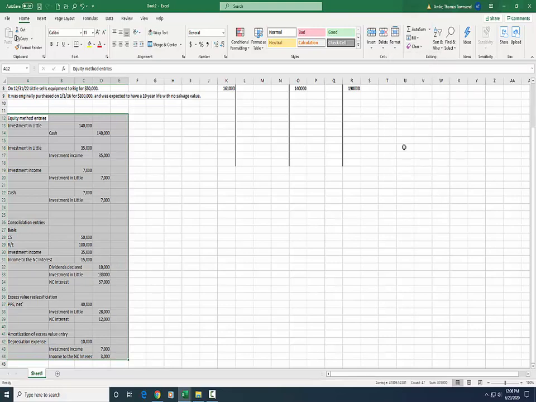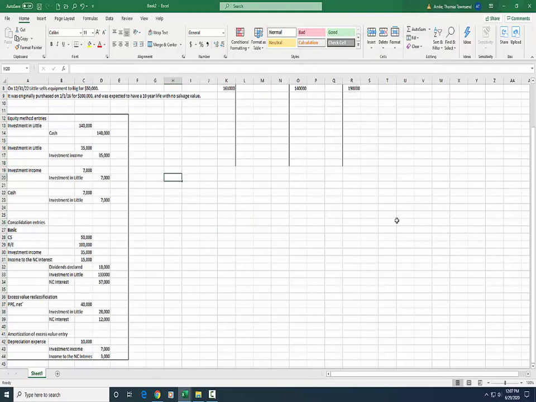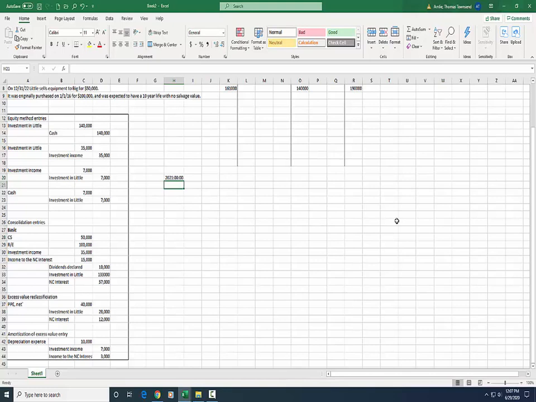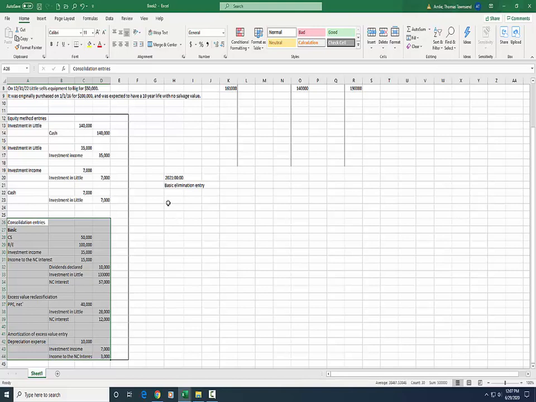Format cells, outline. Okay, so there's our first year, 2020. Now let's go ahead and go to 2021, and we're going to do the same thing. We're going to go ahead and do our basic elimination entry. Now, one of the nice things about this process is that once you establish this sort of baseline set of entries, think of how things carry forward to subsequent periods.